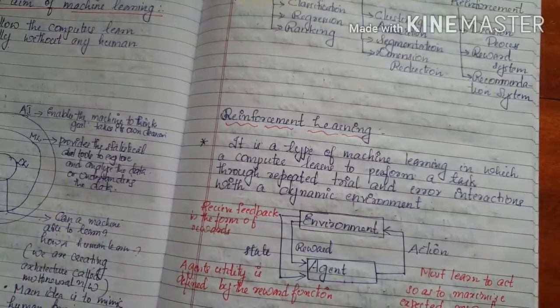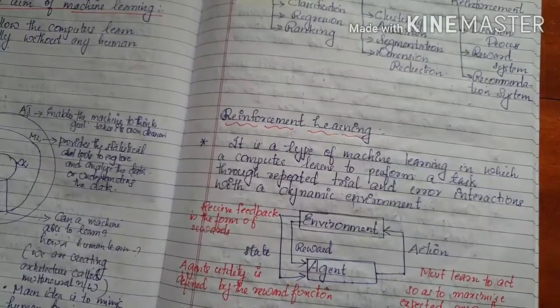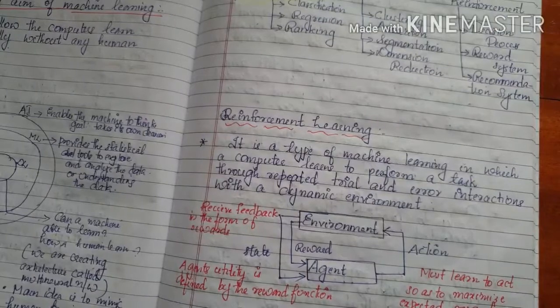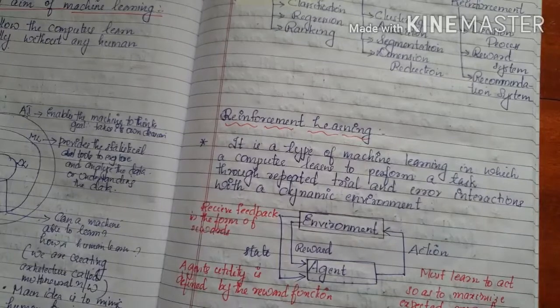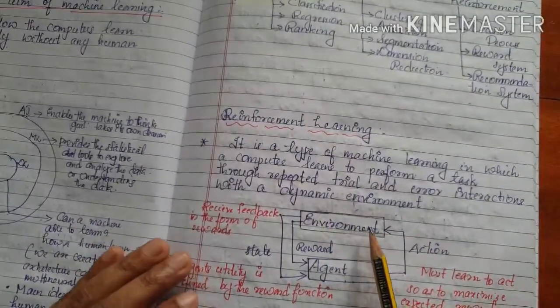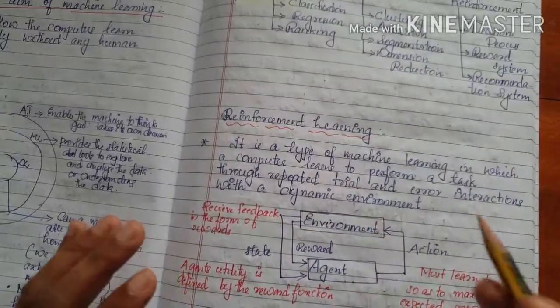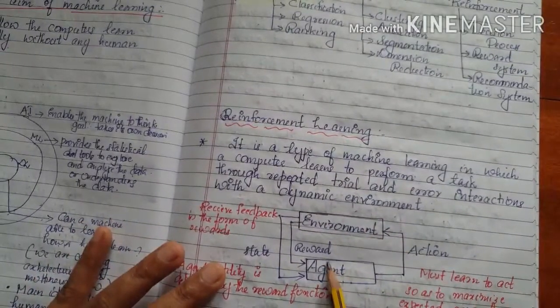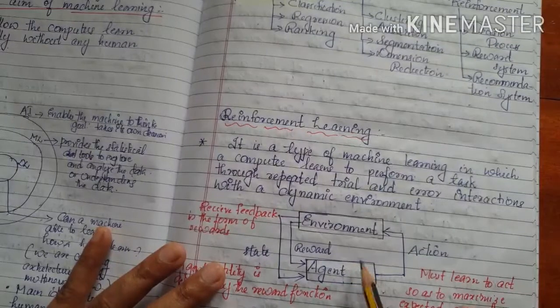Okay, this is dynamic in the sense that it is in the actual environment. We are trying to teach our machine to learn from experience with the help of trial and error interactions. You can see the figure here. Environment means where we are performing the action, and the agent here, in our scenario, is the dog.